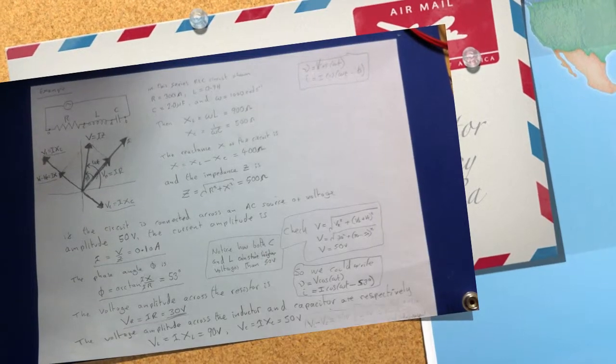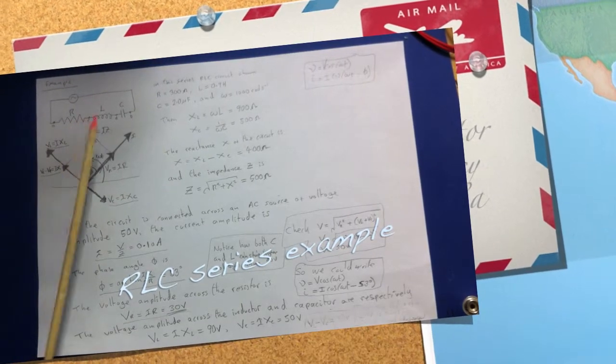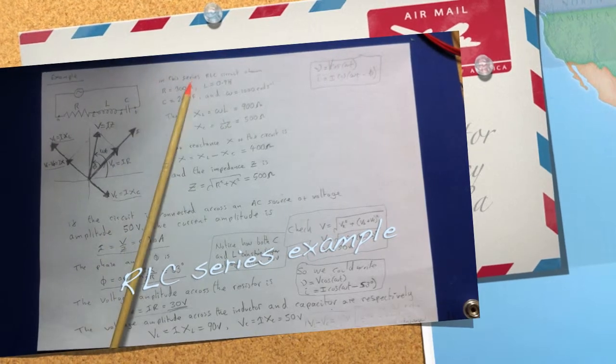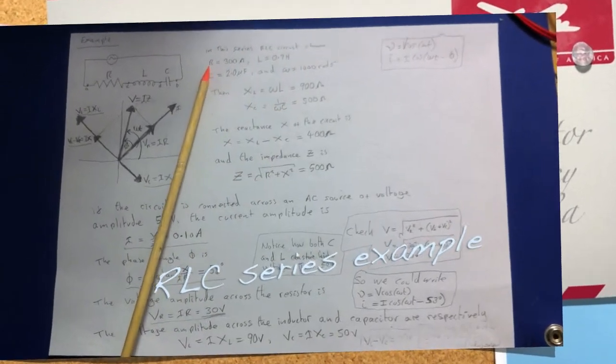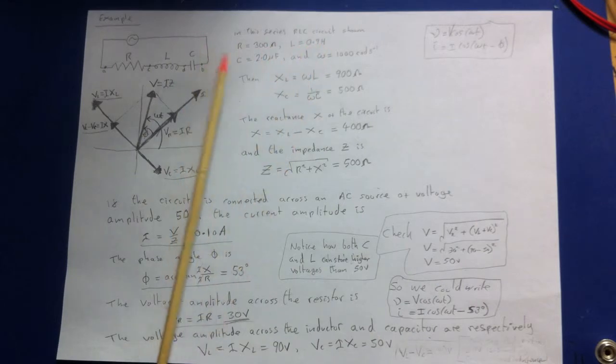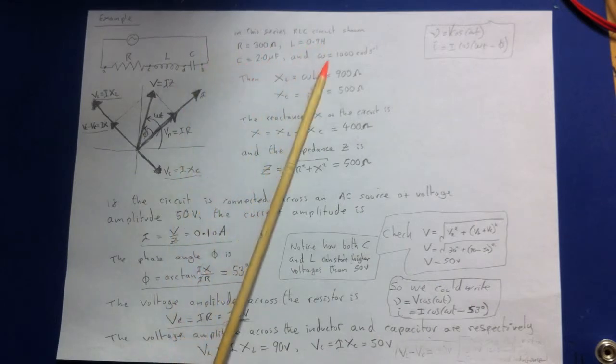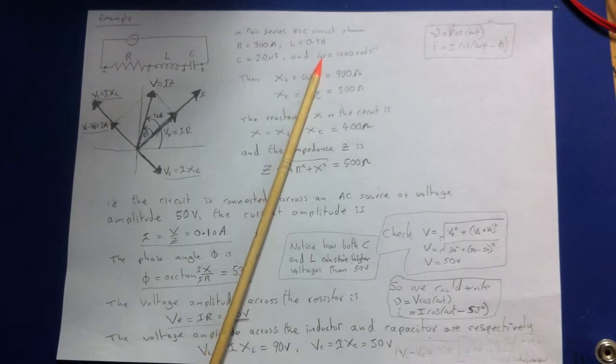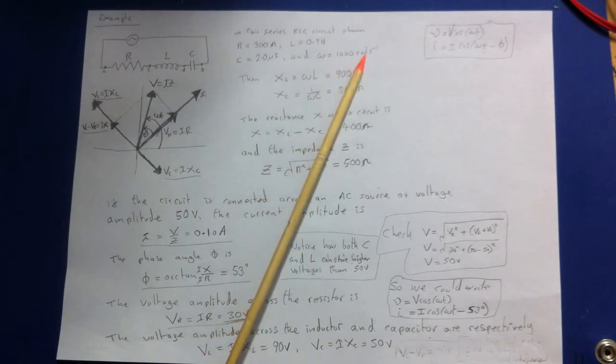Okay, let's just go through one quick example of an RLC circuit. In this series RLC circuit shown, we've got R equals 300 ohms, L equals 0.9 henries, the capacitance is 2 microfarads, and the angular frequency is 1000 rads per second.